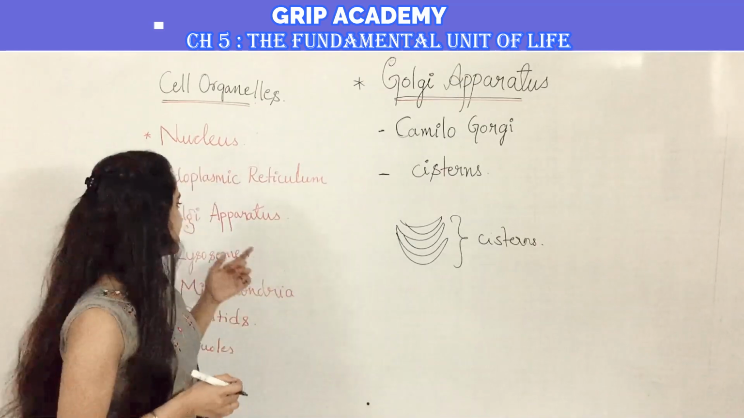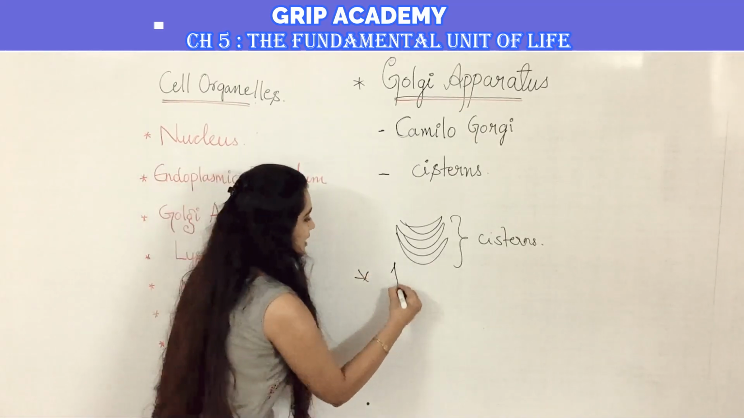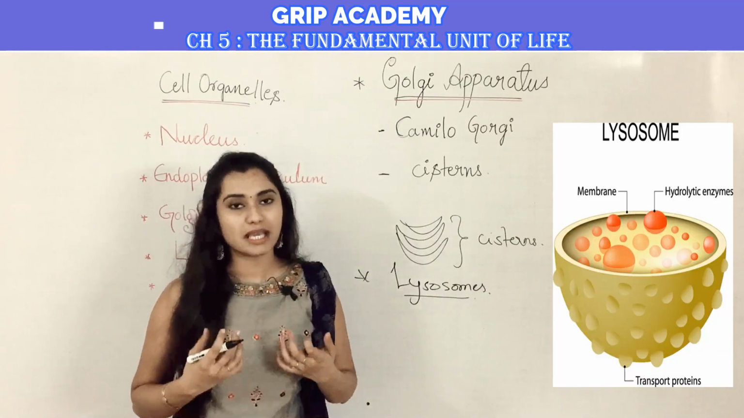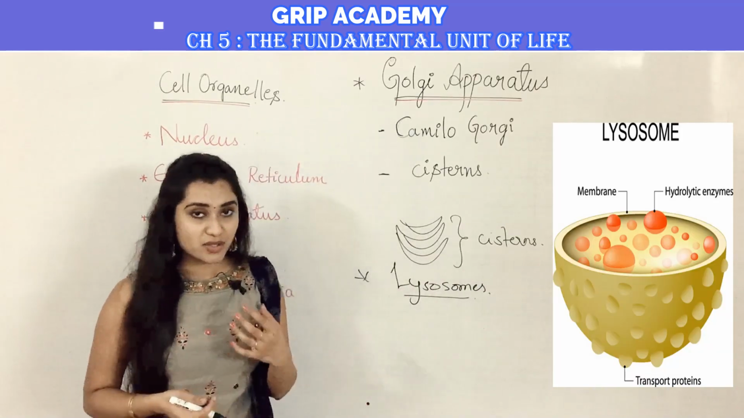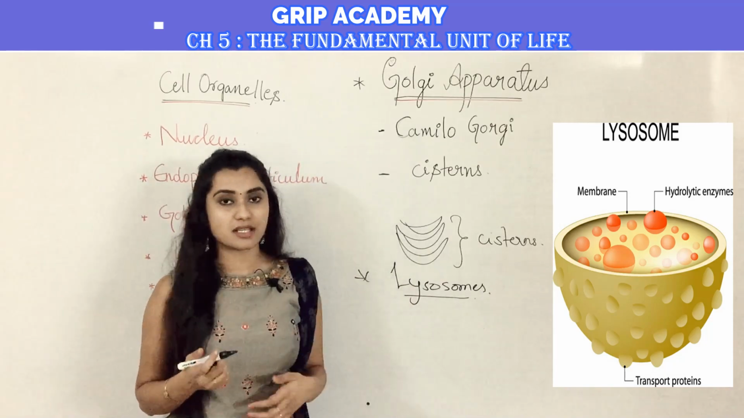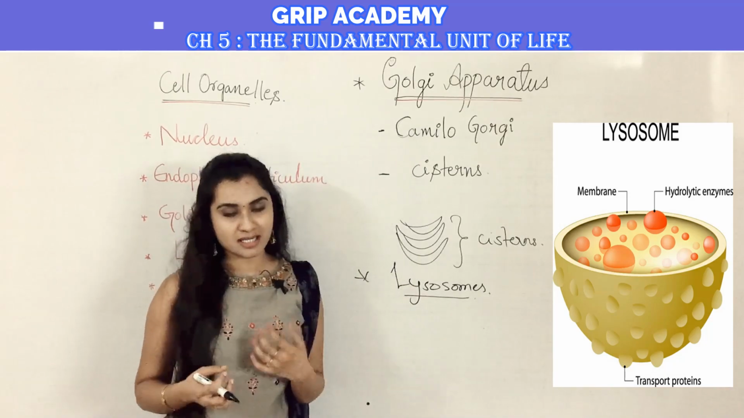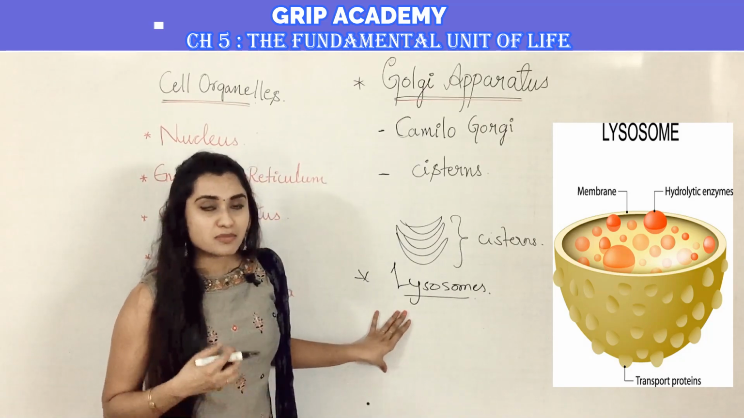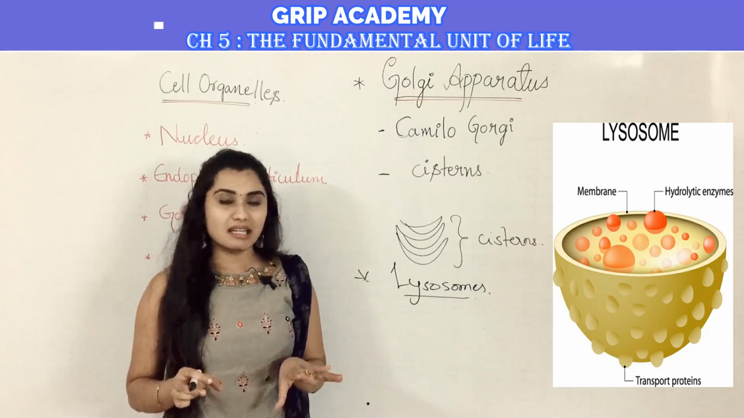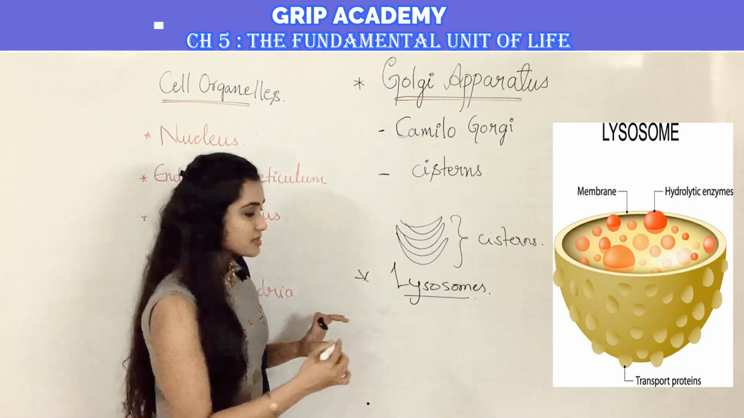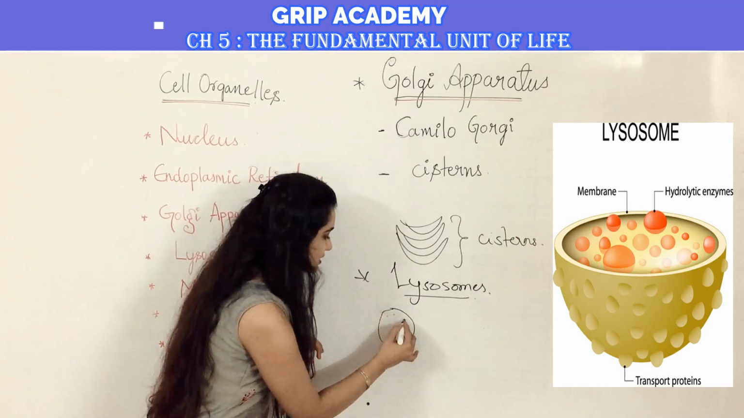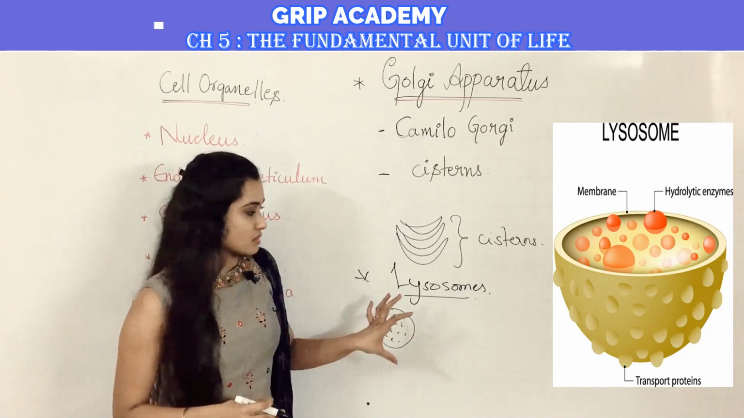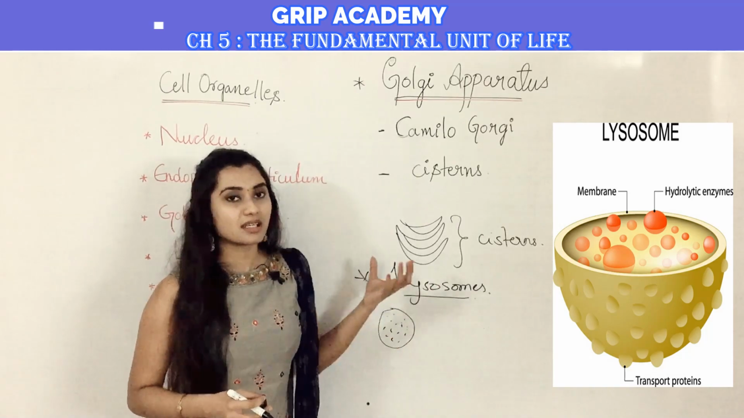The next cell organelle is the lysosome. Lysosomes help to keep the cell clean by digesting foreign particles entering the cell, or by removing and digesting worn out cell organelles. In this way, lysosomes play a very important role in keeping the cell clean. Lysosomes are sac-like structures with many digestive enzymes inside, which enables them to digest the foreign particles coming in.